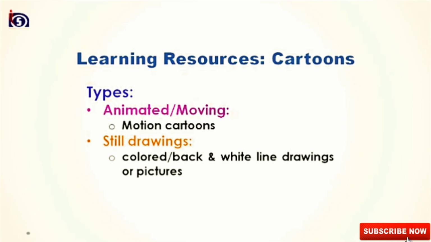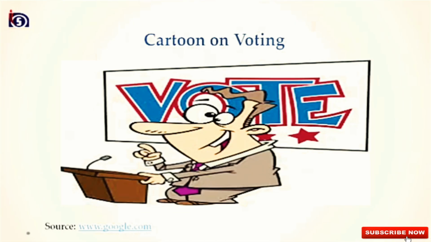So, coming to the types of cartoons, we can have animated or moving cartoons or motion cartoons, and we can have still drawings. Still drawings could be colored or black and white, line drawings or pictures. Any kind of still drawing comes under the category of still drawing. Now, coming to the examples, I have brought some different cartoons for your reference which we can use in our class.